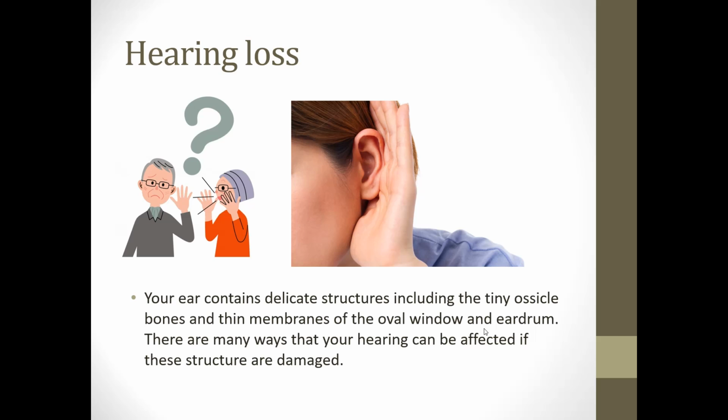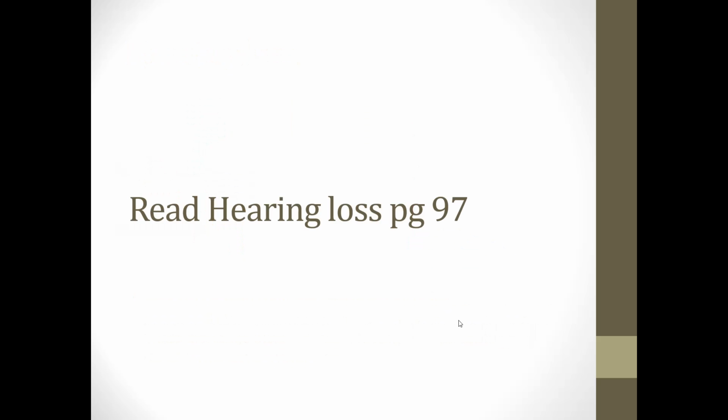So, hearing loss. Your ear contains delicate structures, including the tiny ossicle bones and the thin membranes of the oval window and eardrum. There are many ways that your hearing can be affected if these structures are damaged. Please read the hearing loss page 97, and you will know what problems we will face when our hearing is lost.